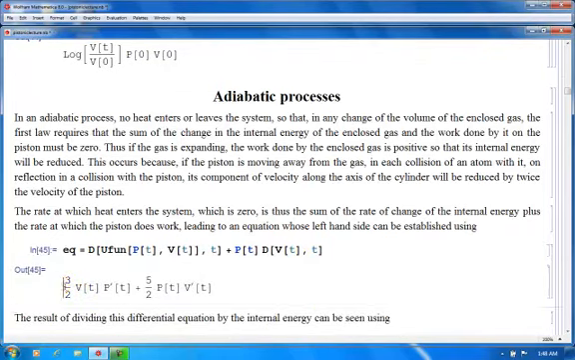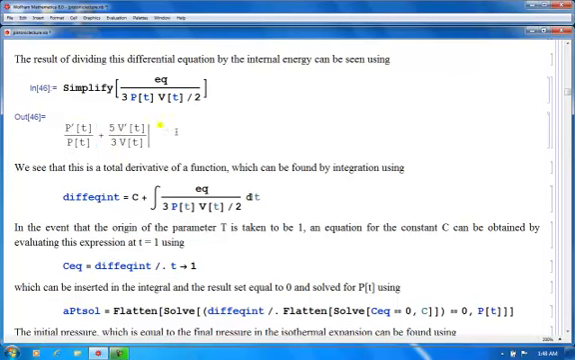Now, if we divide this equation by the internal energy, the result can be seen using this. And what we can see is that the first term is the derivative of the pressure divided by the pressure, and the second term is 5/3 the derivative of the volume divided by the volume. And we can see this is a perfect derivative. Yes, which we can find by integrating using this.